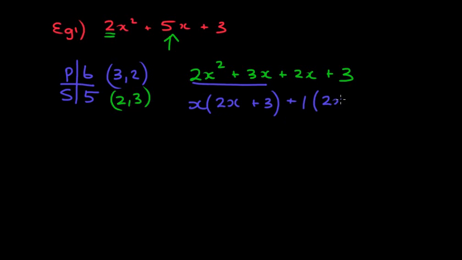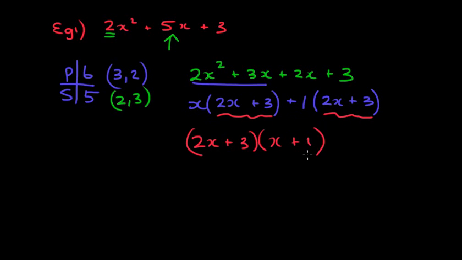1 times 2x and 1 times 3. Remembering, like last time, these brackets here have to be identical if you've done it correctly, which luckily for us they are. So we get 2x plus 3 and x plus 1. How easy was that? What we might just look at, let's just reverse the 2x and see what happens.